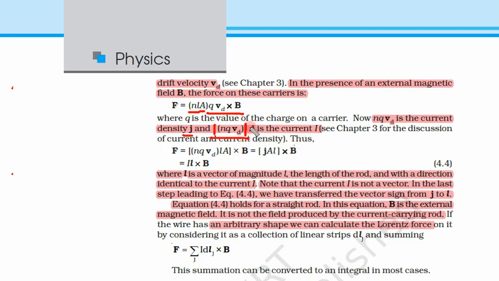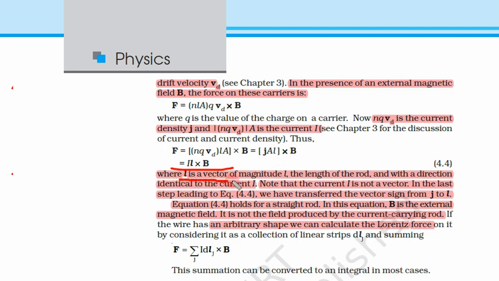And when we multiply this with this A, this becomes I. So F is equal to this n Q Vd, which is J A L cross B. So J A L cross B is I L cross B. So F is equal to I L cross B. This is our expression, the Lorentz force on a current carrying conductor.